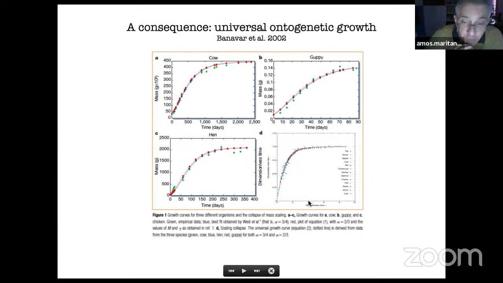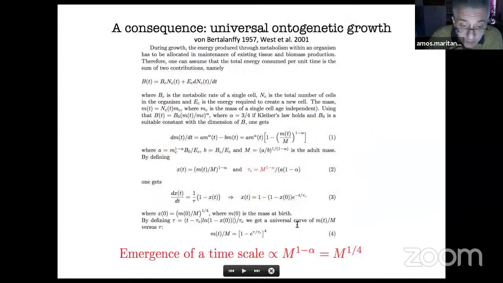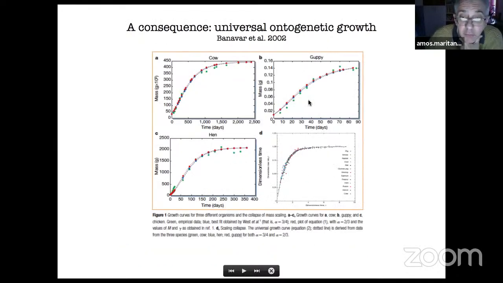And so each organism has its own ontogenetic growth. But if you plot everything in terms of the dimensionless time, this time that I've written here, and the ratio of the actual mass divided by the mass when they are adult, you see that all curves collapse onto a single curve. There are points from many animals, pig, shrew, rabbit, cow, rat, and so on, and they all follow a universal curve.